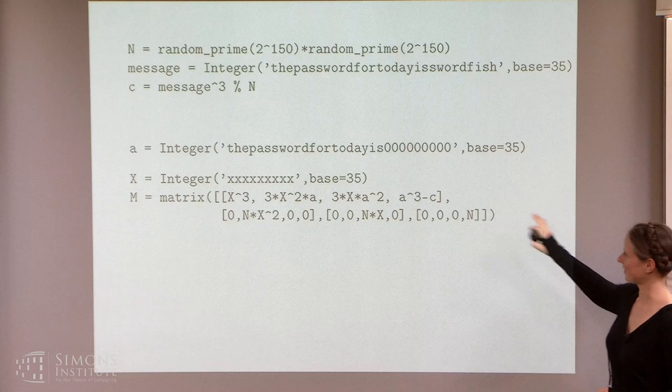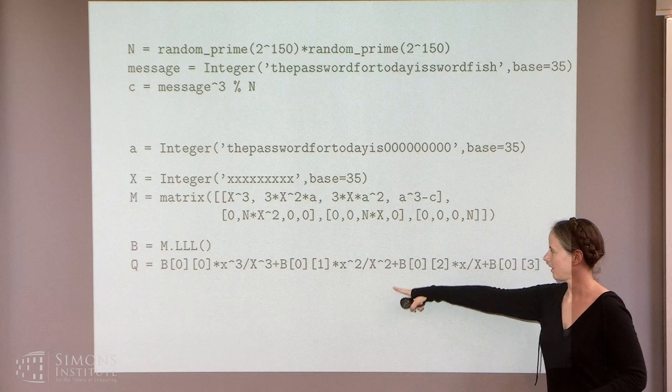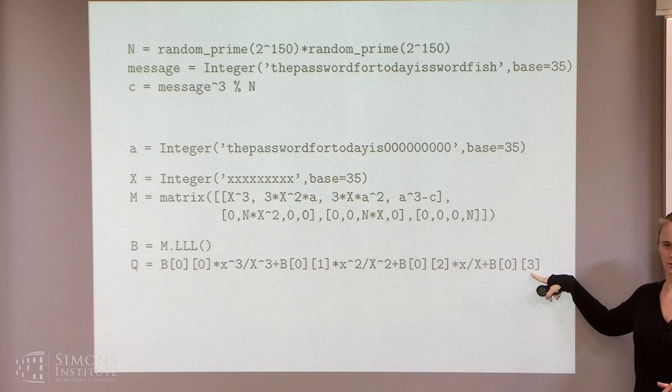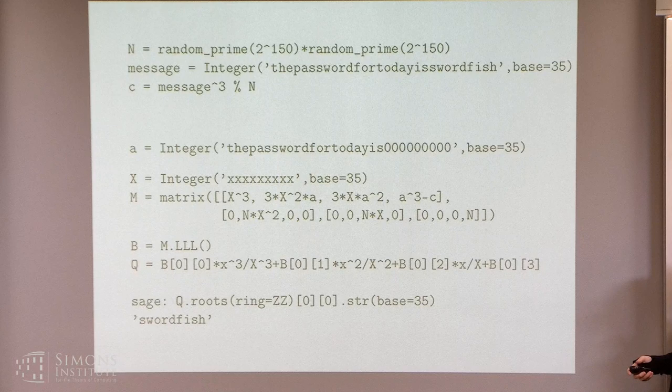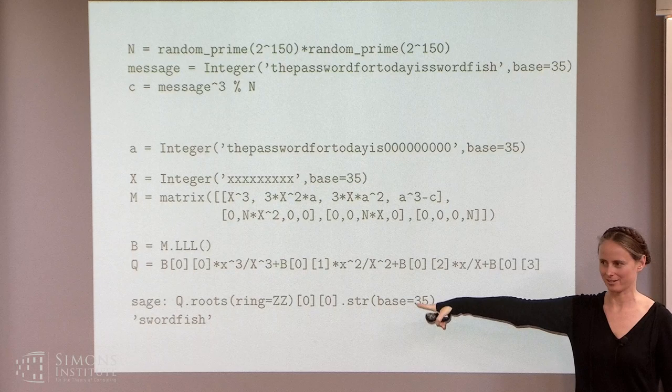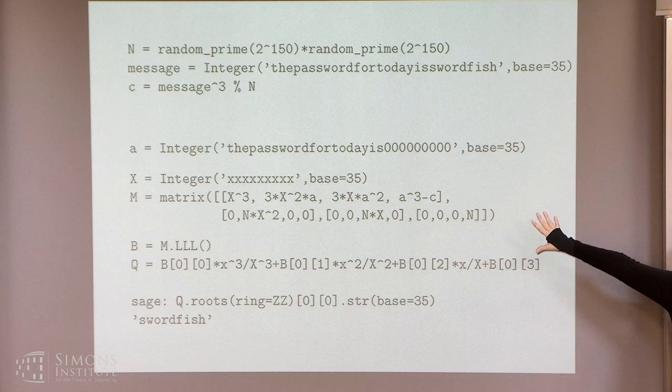So here's my lattice basis. Now I run LLL on it, and I take the first vector, and I construct this polynomial from the coefficients of my first vector, rescaling as necessary. And then I compute the roots, and there is one root of my polynomial over the integers, and it is exactly the solution. So this totally works, right?